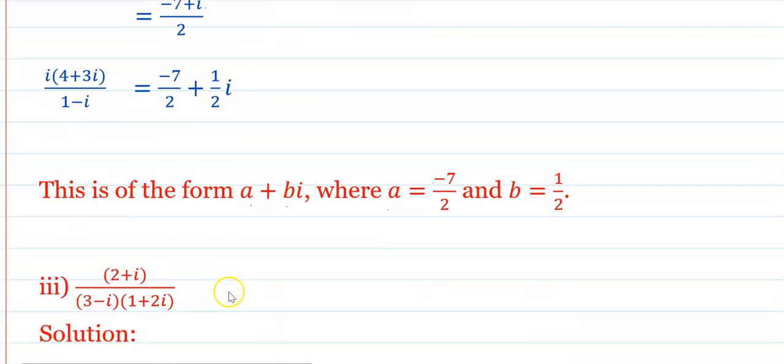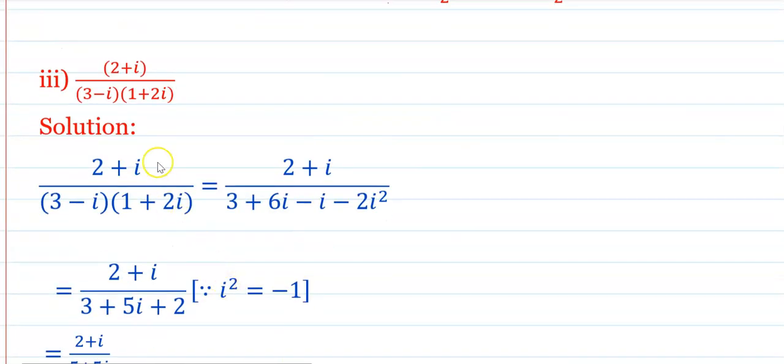Okay. Now the next example: 2 plus I upon, in bracket, 3 minus I into 1 plus 2I. Again, we want to express this in the form A plus IB. Okay. Now, first of all, we will multiply the denominator brackets.